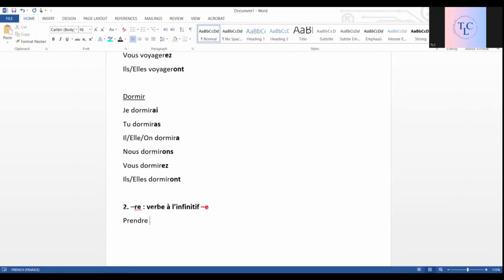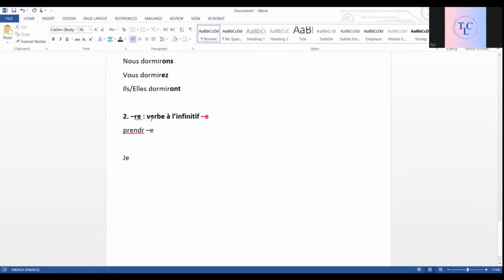Prendre, to take. What is the base? Remove the E, and that's it. Copy this one. Again, the base is the same for each and every subject. So, je prendrai. I'm putting it directly. Take the base, add the ending. Tu prendras.